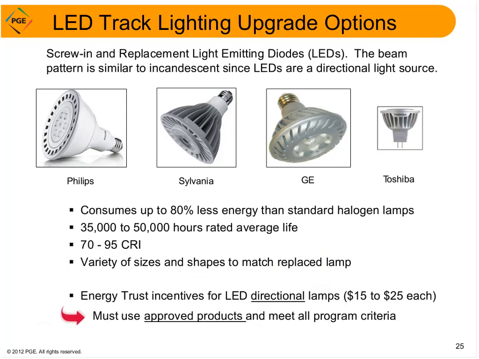So until recently, there just hasn't been an acceptable alternative for halogen reflector lamps for track lighting. CFLs have a poor beam pattern. They just don't have good enough color quality. Ceramic metal halide lamps have been a reasonable choice, but they have shortcomings in light quality and lamp life. But screw-in LED replacement directional lamps have improved to the point where they're now an excellent alternative to halogen.